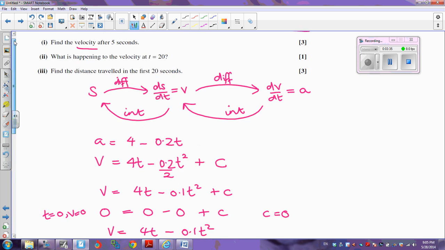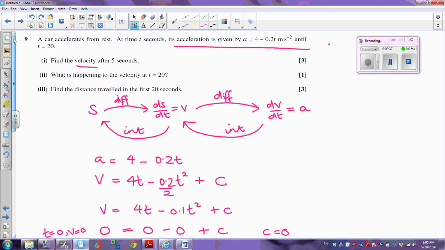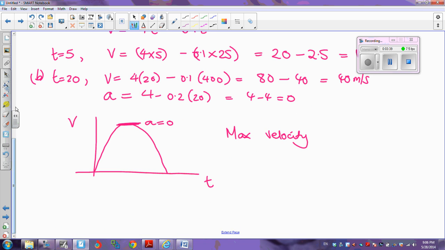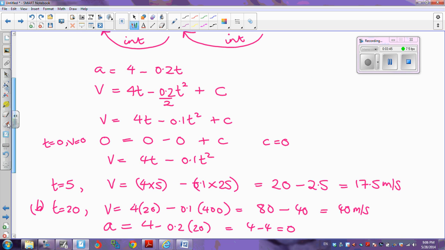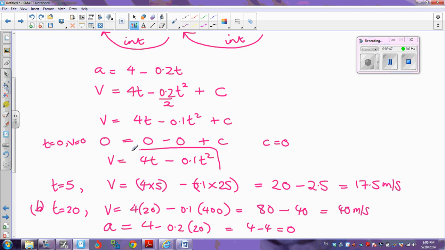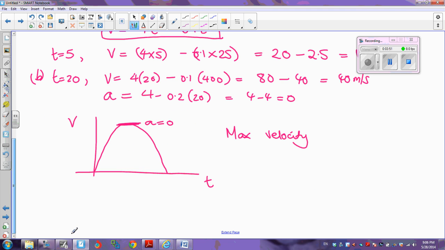Okay, last bit says, find the distance travelled in the first 20 seconds. Now, distance travelled is integrating again. We know velocity, we're going to have to go back again to find the distance travelled. So here's my expression for velocity. So v is 4t minus 0.1t squared.